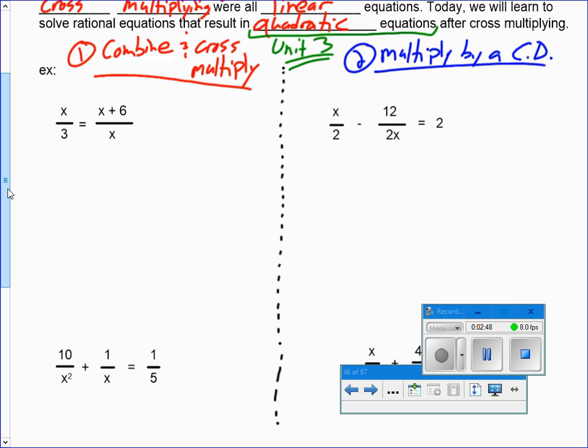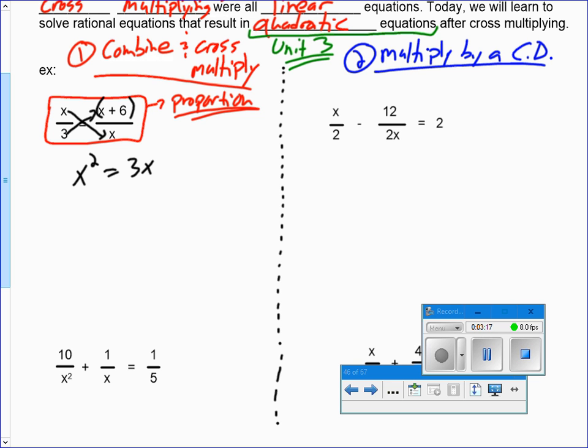So starting with the first one on the left, we look at the way this is set up. This is already a proportion. We should recognize that we have one fraction equal to another fraction. That's what a proportion is, two equal ratios. And the way we solve a proportion is by cross-multiplying. And here's where I'm going to get my quadratic equation. So I cross-multiply, x times x makes x squared. That's how we end up with a quadratic. And then we multiply the other way. Don't forget to distribute. 3x plus 18.